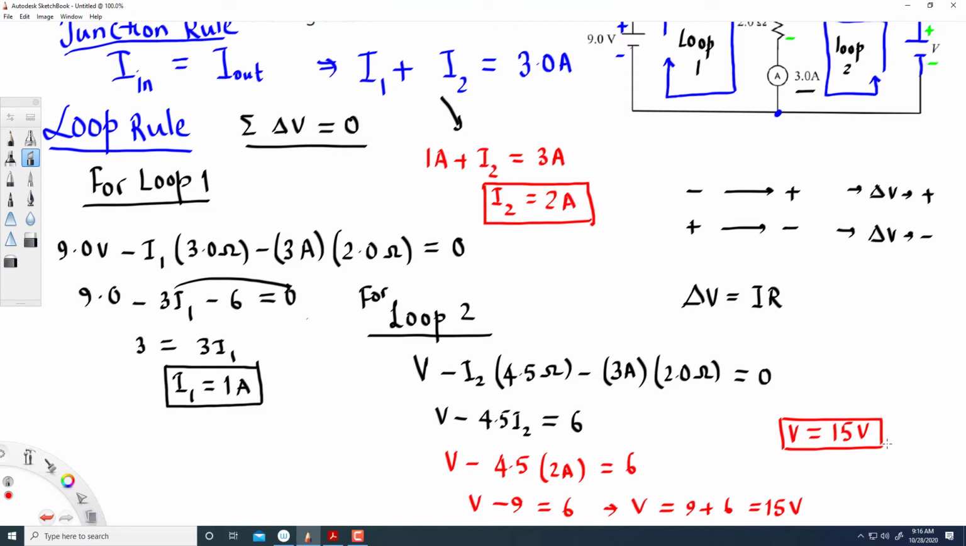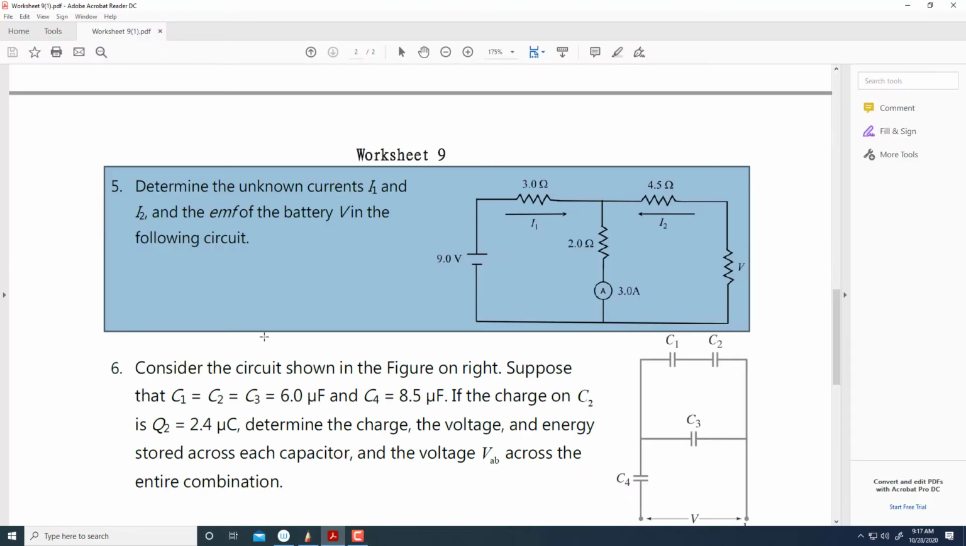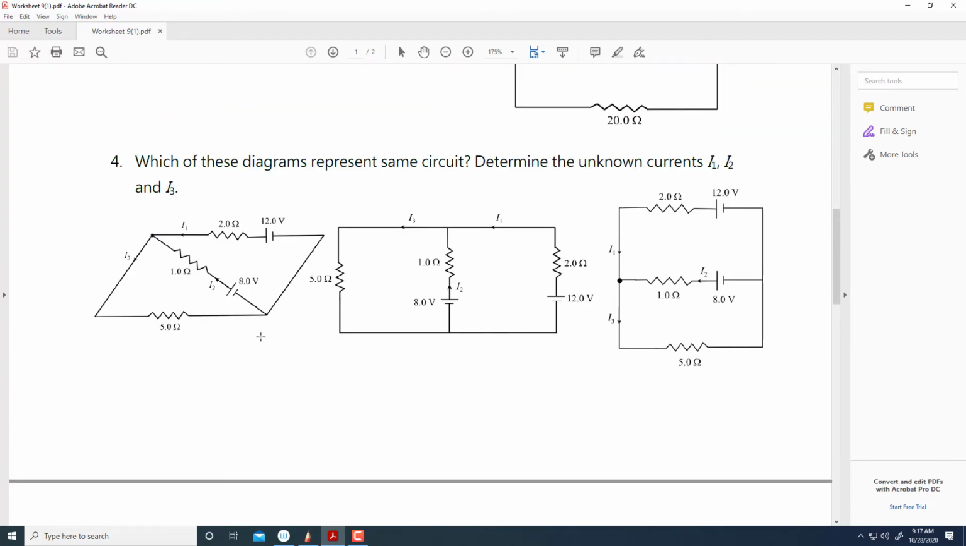So let's look at a little bit more complicated problem where all three I's are unknown. Here one of the I's is known. We only have two unknown I's, but in the next problem we'll have all three I's unknown. So that would be slightly more complicated than this one. So let's look at this one, number 4.